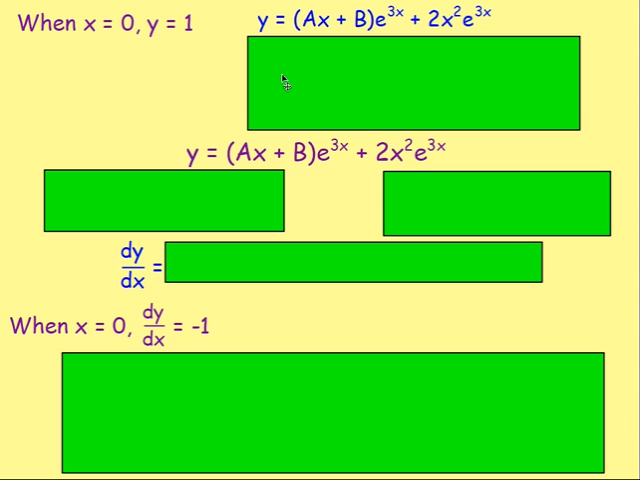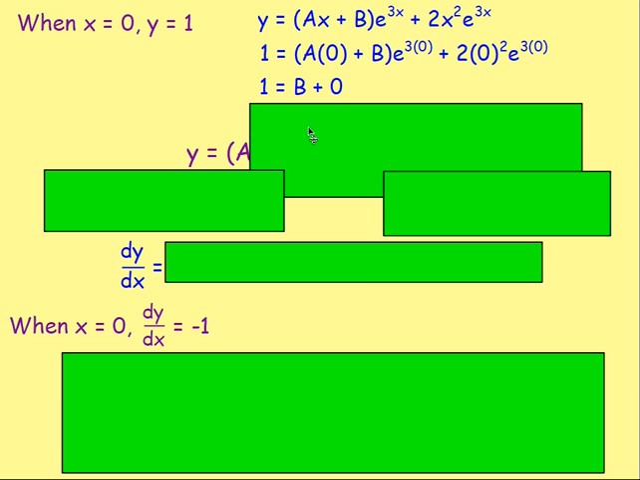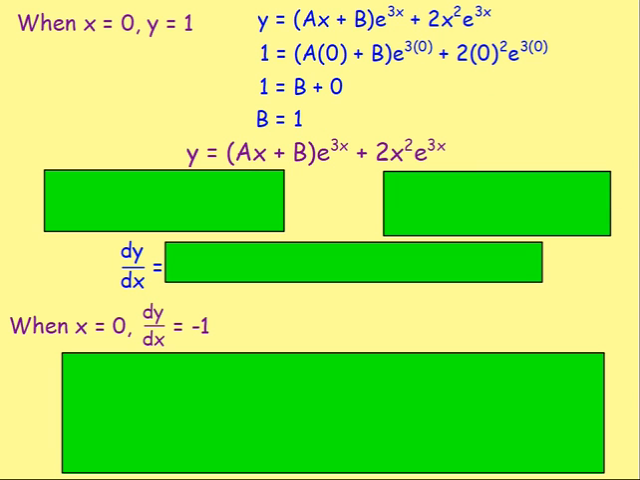If we do that, replace x with 0 and y with 1, we will have 1 equals a times 0 plus b times e to the power of 3 times 0 plus 2 times 0 squared e to the power of 3 times 0. Simplify all that, and a disappears, e to the power of 0 becomes 1, so it's 1 times b, which is b, and because you're multiplying all that by 0, it stays as 0, meaning that b is 1.